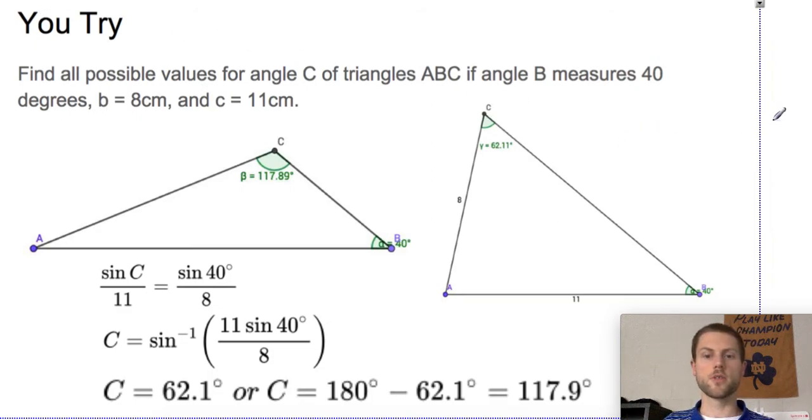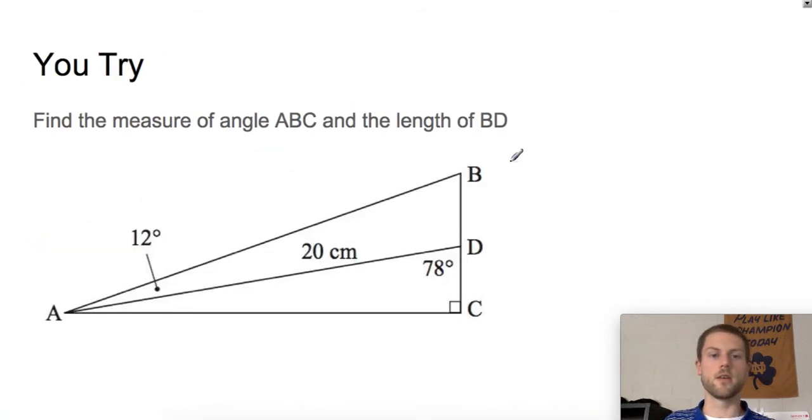All right, so this is what I was able to work out for this you try video. There are two possible triangles. Go ahead and check my work and see if it makes sense to you. And when you're ready, I have another you try problem that is going to involve a little bit of creative thinking. I want you to find the measure of angle ABC, that's this one, and the length of BD, that's this one. So go ahead and pause the video, give this problem a shot, and resume when you're ready to see the answer.